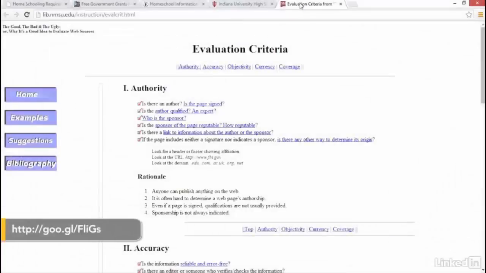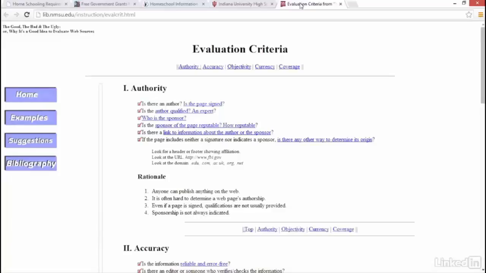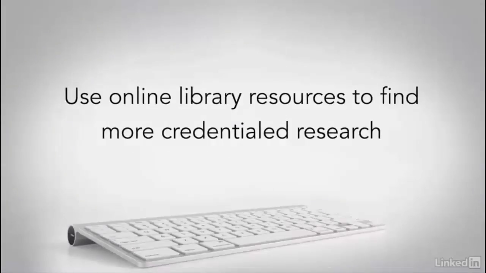A site such as this one can help you analyze your source. It provides a checklist to help you evaluate categories such as authority, accuracy, objectivity, currency, and coverage. If you have access to an educational institution's online resources, you will be able to find more credentialed research. Universities usually pay to provide their students with online library sources.